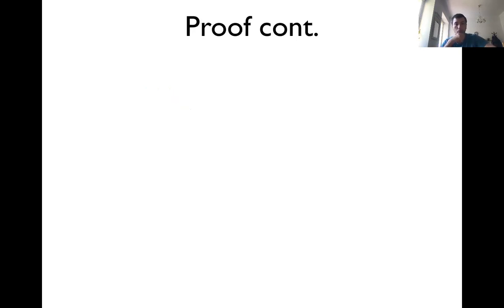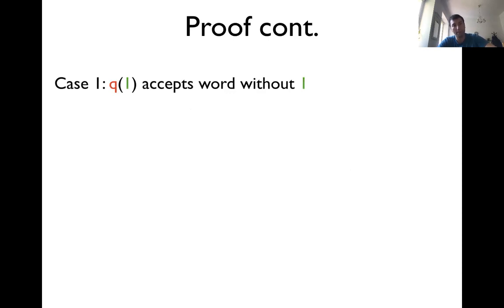Now the proof will go by case distinctions. We will have 2 cases. The first one is the following. You know that q with 1 accepts some word. Let's assume that it accepts some word such that datum 1 does not occur in this word. And I will present the proof on an example. You will see how it goes on this example.